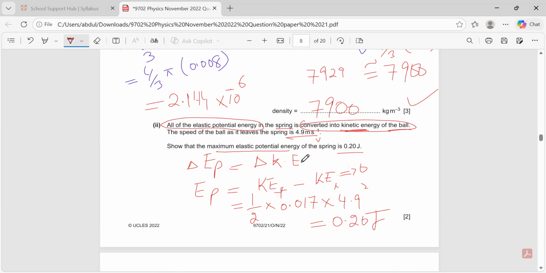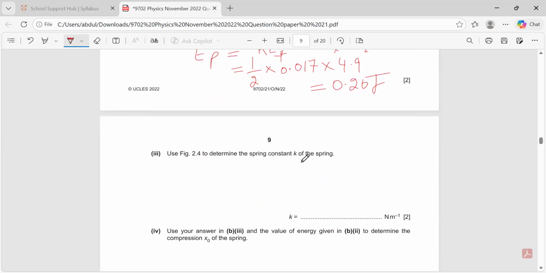So what is the extension? Extension is not given. So just this first line is the clue that all of the elastic potential energy in the spring is converted into kinetic energy of the ball. So whatever is the kinetic energy of the ball when it is leaving the spring and moving forward horizontally, that kinetic energy is equal to the elastic potential energy of the steel ball.